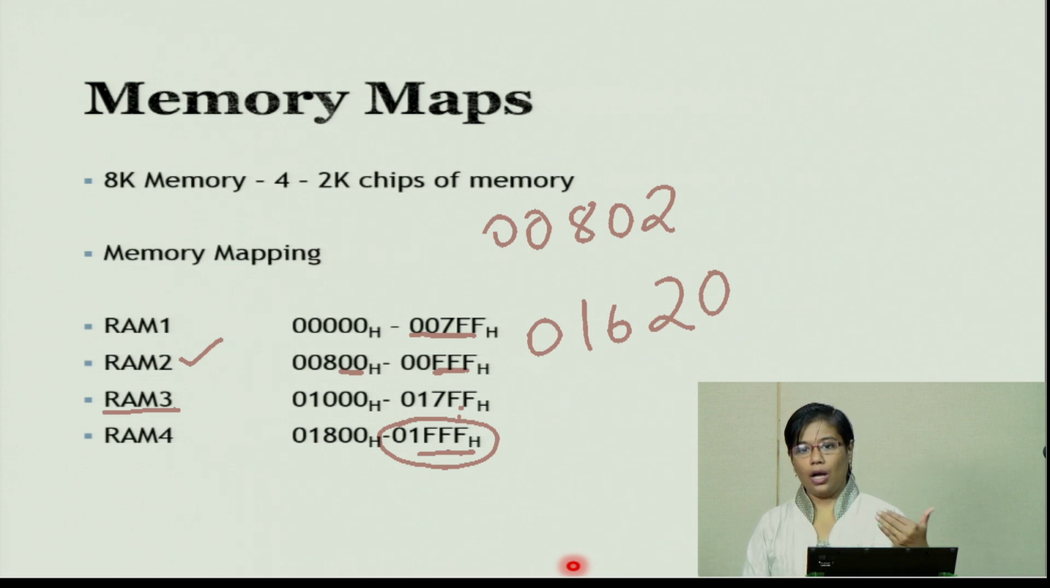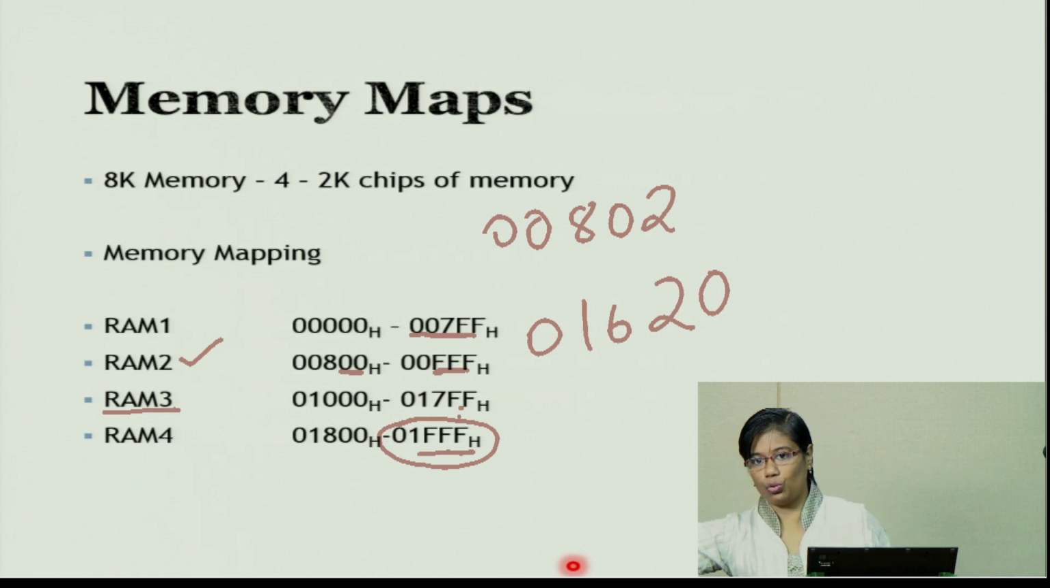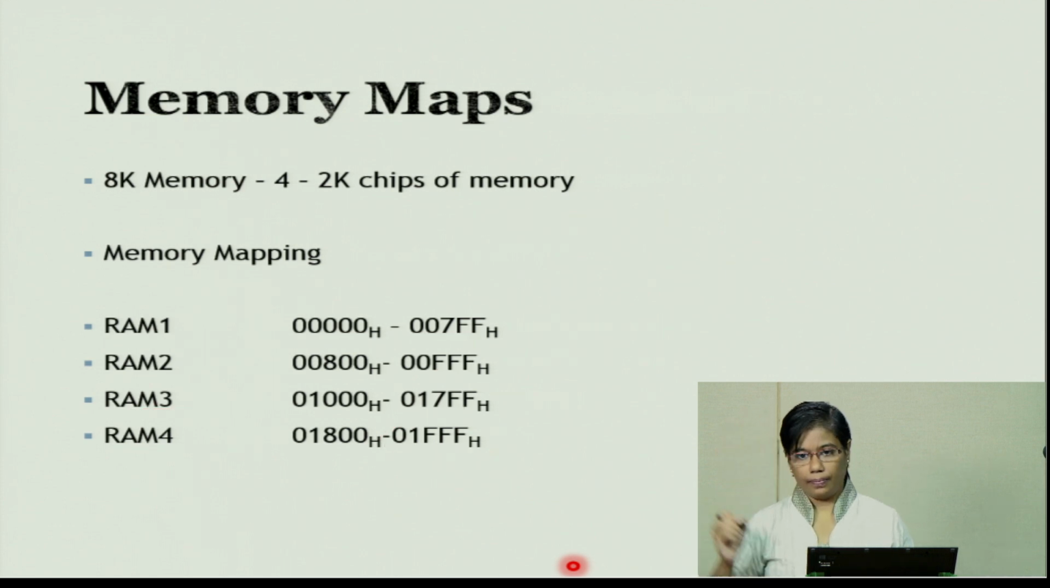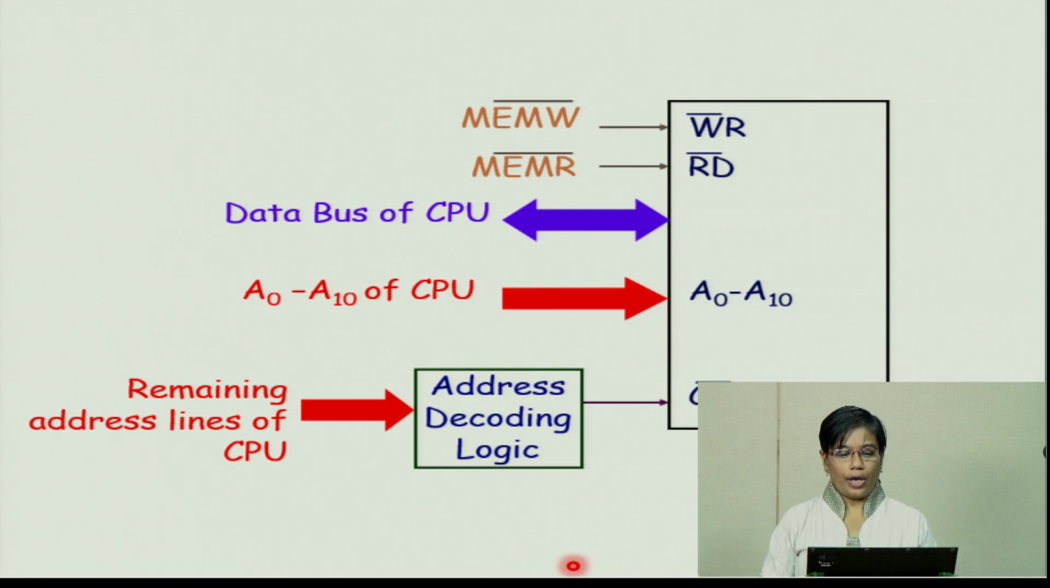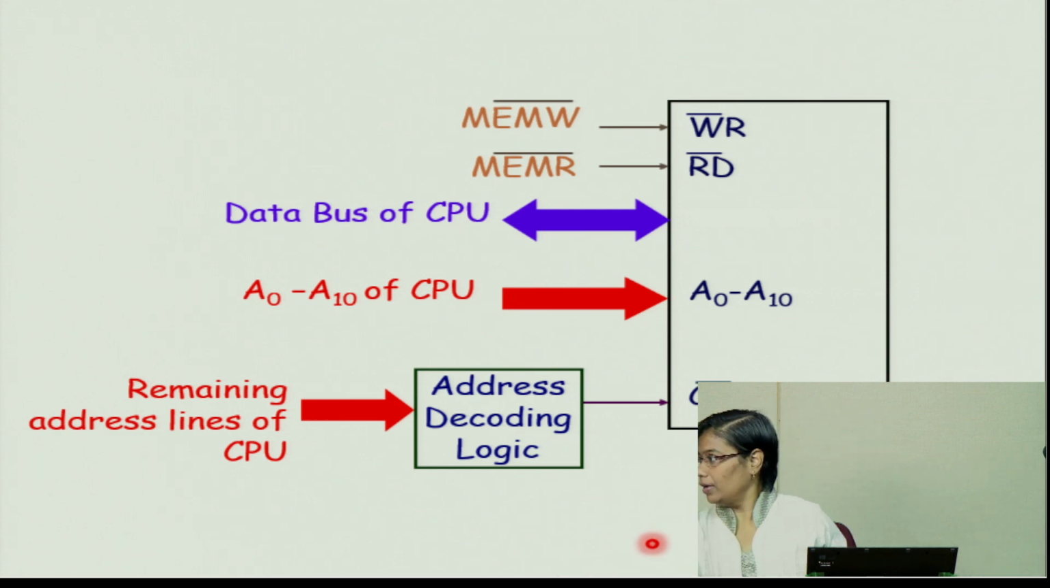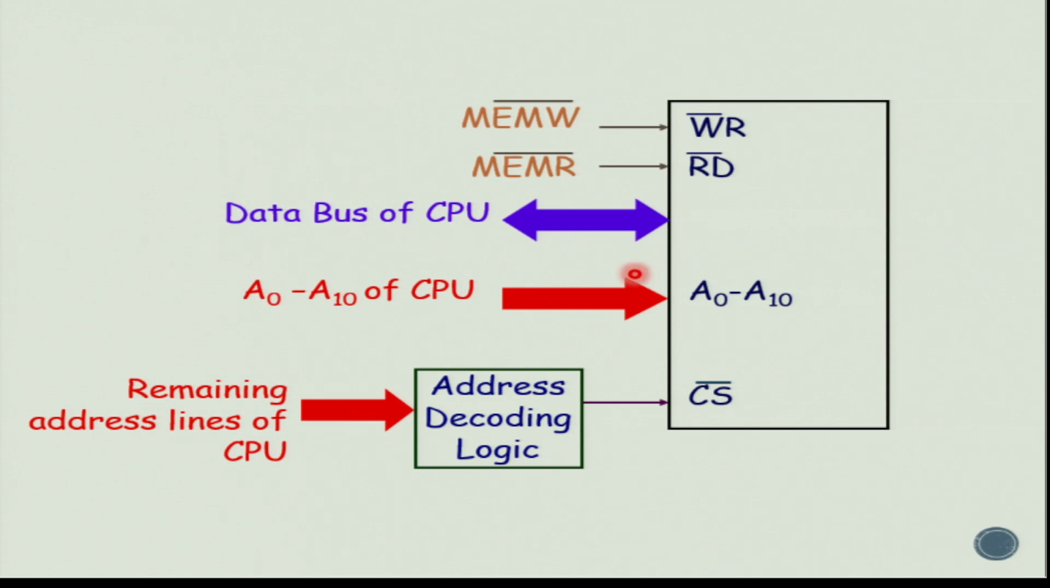Now we have to see how these memory chips, all 4 of them, are going to be connected to the processor. When we are talking about the 2K chips, we have the address lines A0 to A10. We have the data bus of the CPU, which is D0 to D7. We are using the 8088, so there is no problem. You will be connecting D0 to D7 of the memory chip to D0 to D7 of the CPU directly. So there will be no problem.